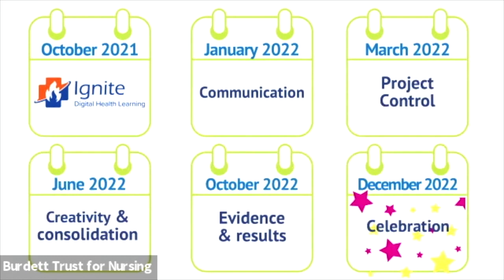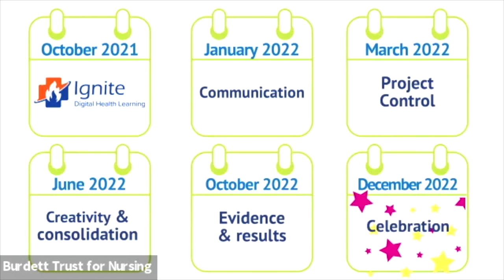So in October this year, you will get your grant. Those who are successful will get their grant offers, and those who accept those offers will be admitted to Ignite, our platform, and you can start using that straight away. The grant program starts in January 2022, and in that month, we'll give you your first workshop, which will be on communication, as already discussed.